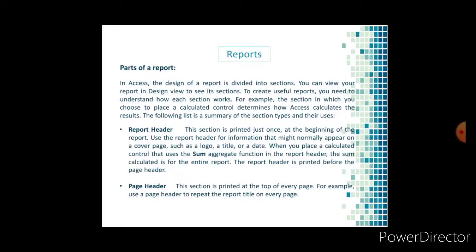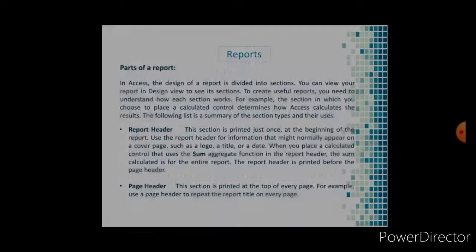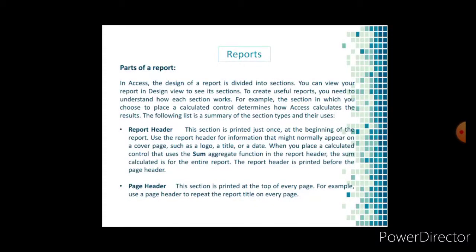The following list is a summary of the section types and their uses. The sections are report header, page header, group header, detail, group footer, page footer, and report footer. Report header is printed just once at the beginning of the report. When you place a calculated control that uses the sum aggregate function in the report header, the sum is calculated on the entire report. The report header is printed before the page header.